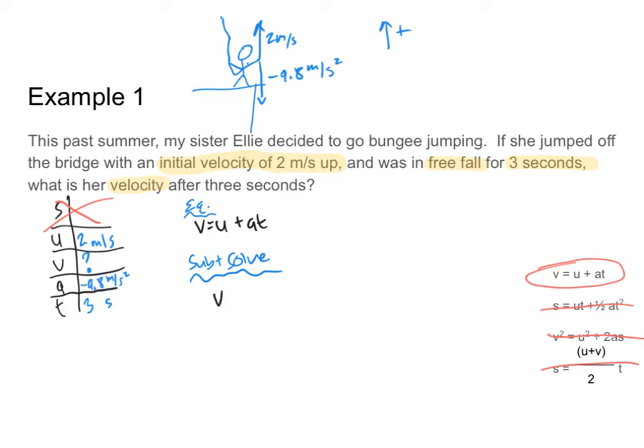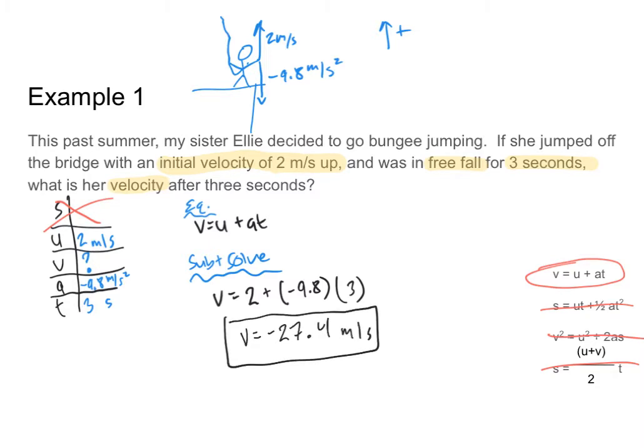V is my unknown, so it's going to stay a variable. U is 2, plus my acceleration, which is negative 9.8, times my time, which is 3. When I stick all that in a calculator, what I get is that my velocity after 3 seconds is negative 27.4 meters per second. And there you go. That is going to be the answer to this problem.